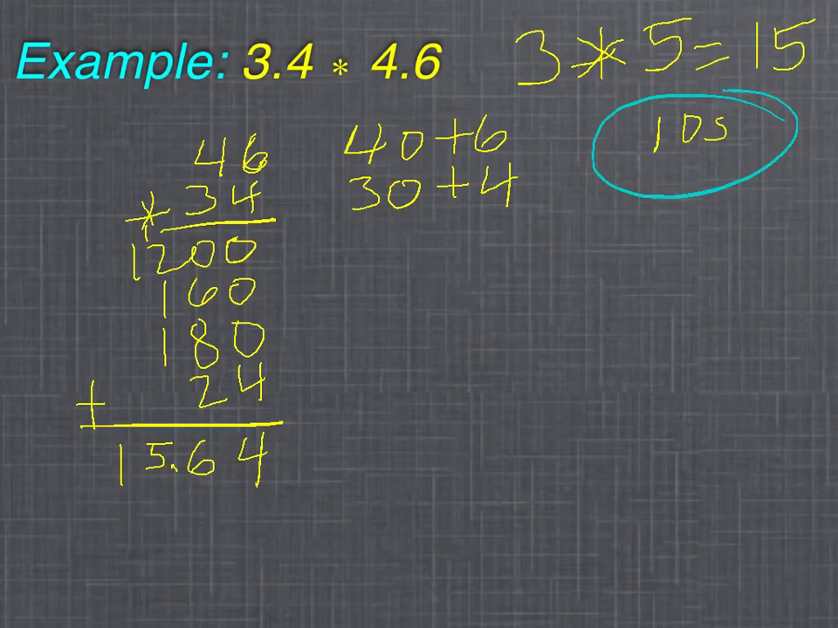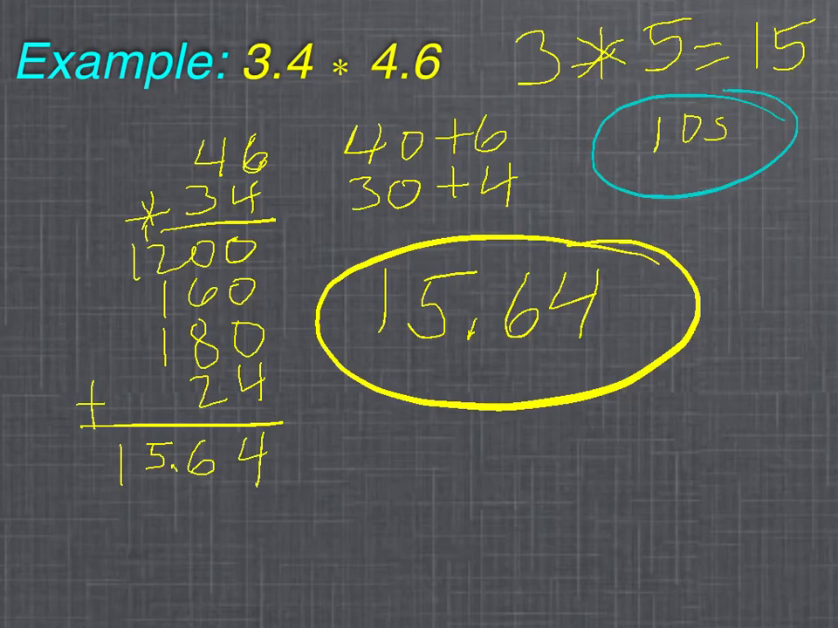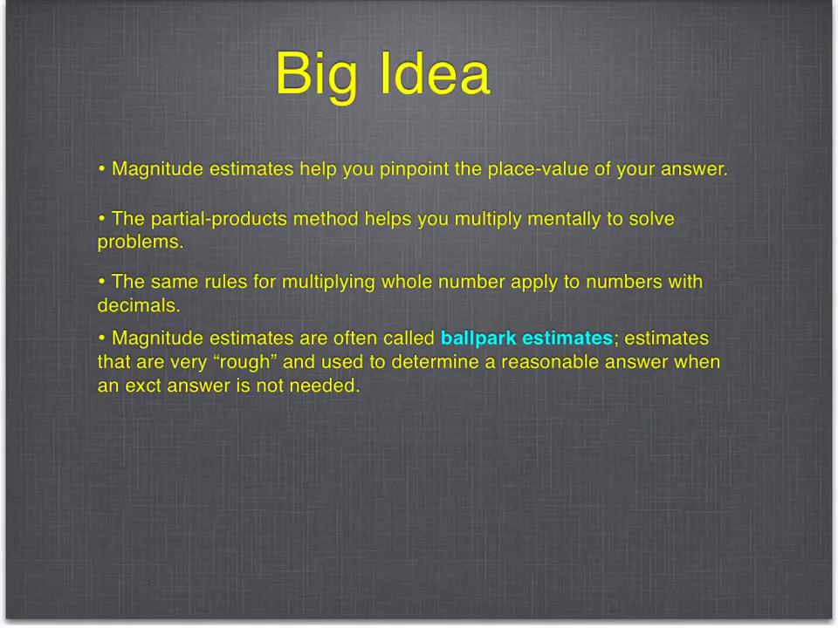So the answer is 15 and 64 hundredths for 3 and 4 tenths times 4 and 6 tenths. That's a decimal point, so don't confuse that for a comma.